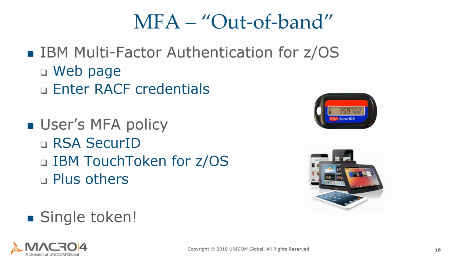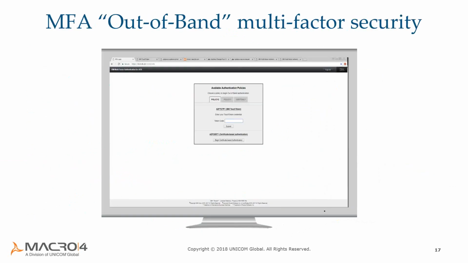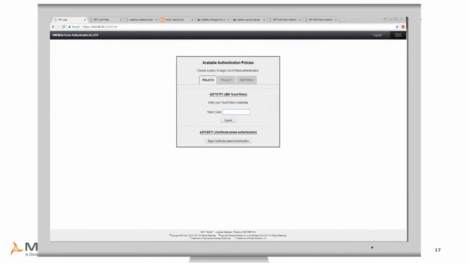In there, each user has its own policy, and you can now combine different authenticators. So you could actually say, all right, I want the RSA key fob, and I want the touch token, and I want some others as well put in there. And you do that on the website. You have to use all these devices to get all these codes that you put into the website, and eventually it gives you a token, and then you use the token back on your CICS sign-on screen. And this is what the website looks like.